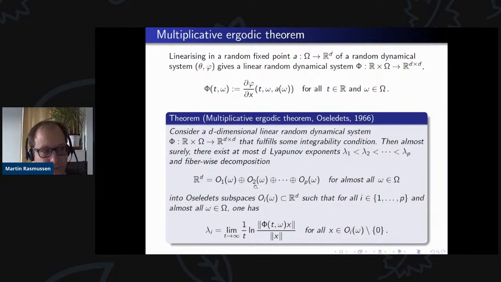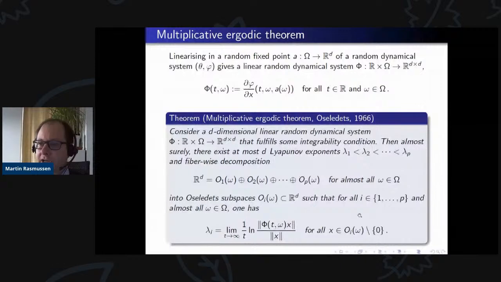And these Oseledets spaces are invariant under the random dynamics. So if I start in this O_1 of omega and move time t forward, I will be in O_1 of theta_t omega. So they are invariant in the sense of what we have seen for this random fixed point. And the Lyapunov exponents, the exponential growth rates when you start in these Oseledets spaces, are given by these Lyapunov exponents. And if you don't start in these Oseledets spaces, you would also see these Lyapunov exponents. Normally, if you don't choose the initial condition very specifically, you would see the top Lyapunov exponent, the largest Lyapunov exponent, which is lambda_p here.